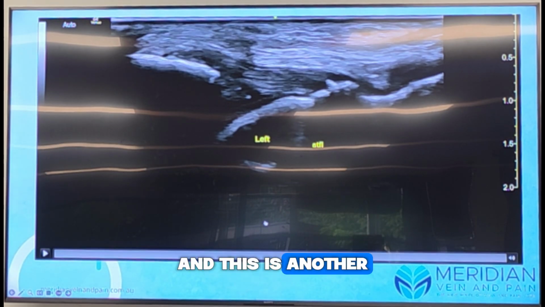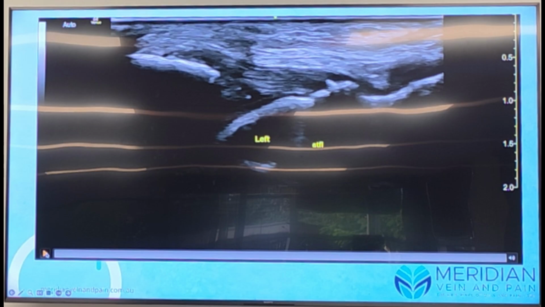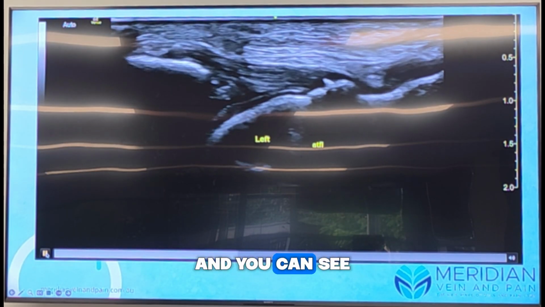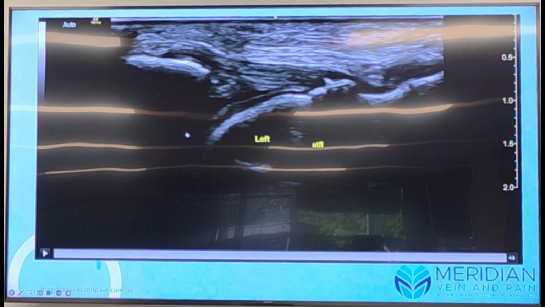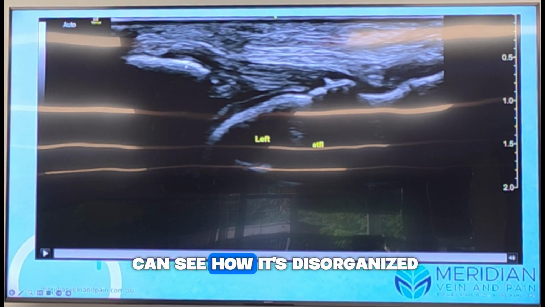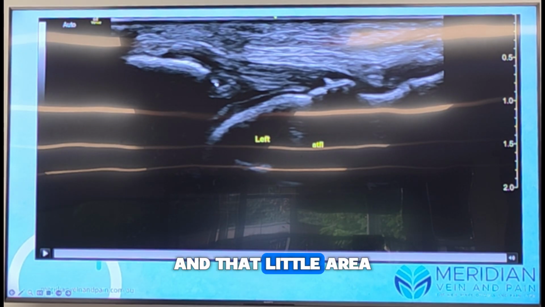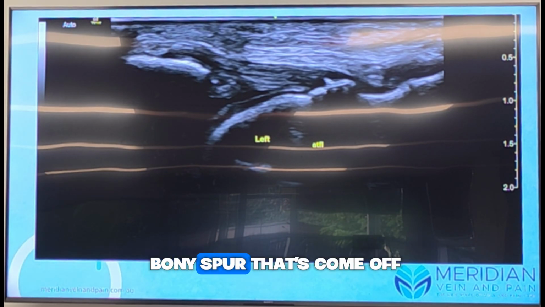And this is another image that James has kindly shown me. And you can see how stiff that joint is. So you can see how it's pretty well fibrillated in this section of the ATFL, but over here you can see how it's disorganized, and that little area there is a little bony spur that's come off.